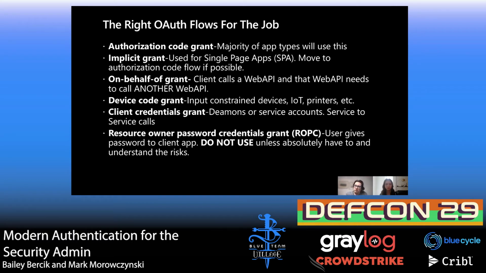Now, I'm also going to include this 6th flow, which is a legit flow, but we really don't want to use it, which is called the resource owner password credential grant, or sometimes referred to as the ROPC flow. And if you look at those terms we just learned, which is resource owner, user, and password credentials grant, you're basically just having the user give their username and password to the client app, which was one of those patterns that we don't really want to follow that Bailey talked about of moving to modern authentication. We don't want to do this.